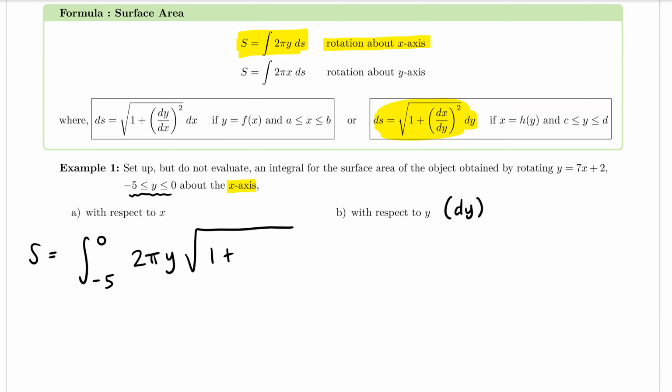and here we want to solve for dx dy. You could use implicit differentiation. You could also solve for x in this case. If you did that, you'd get y minus 2 is equal to 7x. If I divided both sides by 7, we'd get x equals 1/7 times y minus 2. And then from here, you could get dx dy is equal to 1/7. And so we're going to go ahead and square that.